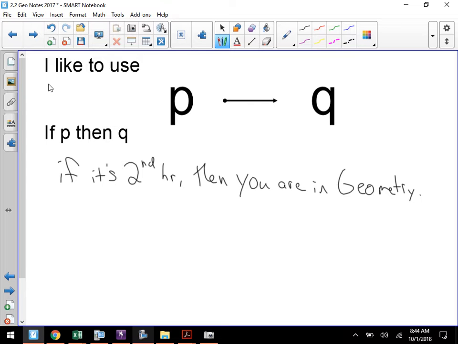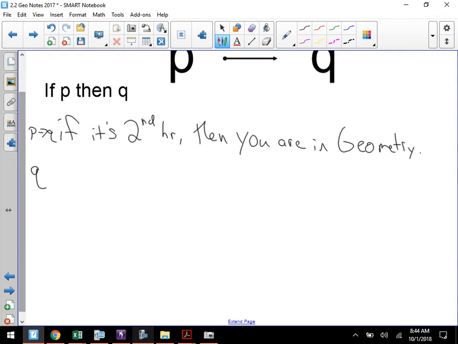Now, if I say this backwards, if I flip it, so this is P implies Q. If I flip it and say Q implies P, how would you say it?